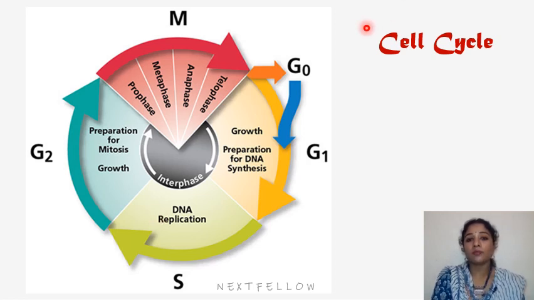The times taken for S, G2 and M are similar for most cells: S phase 6 to 8 hours, G2 phase 2 to 4 hours, and mitotic phase 1 to 2 hours respectively. In contrast, the duration of G1 phase varies considerably, ranging from less than 2 hours in rapidly dividing cells to more than 100 hours within the same tissue.